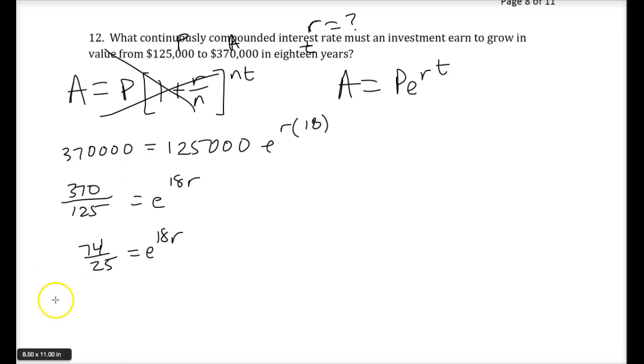So from this step here, we need to change this particular exponential equation into a logarithmic one. And so there's a couple of different ways we can do that.